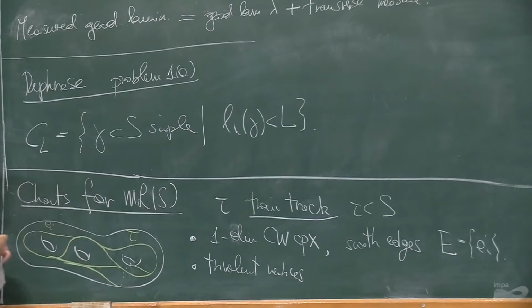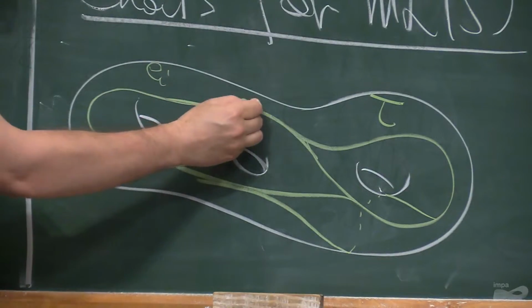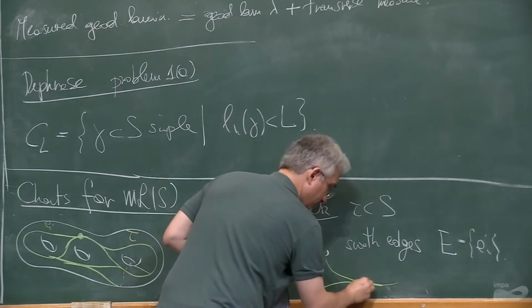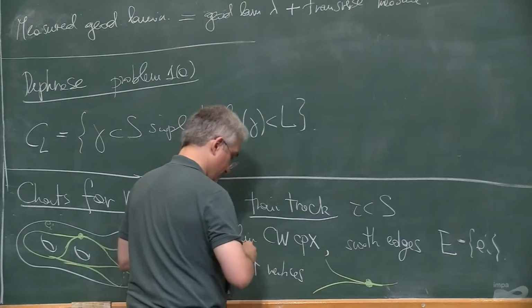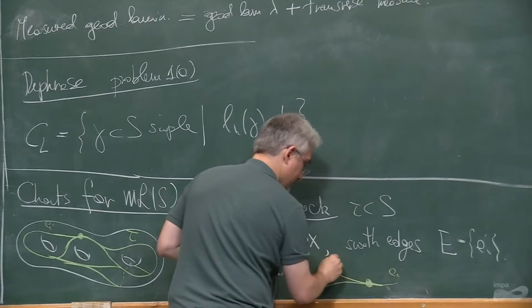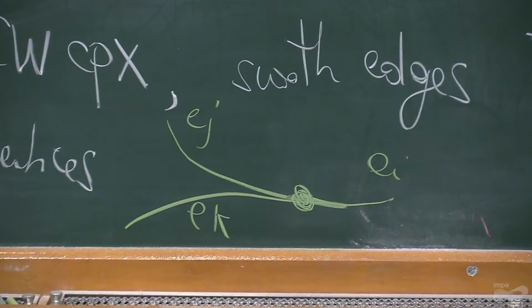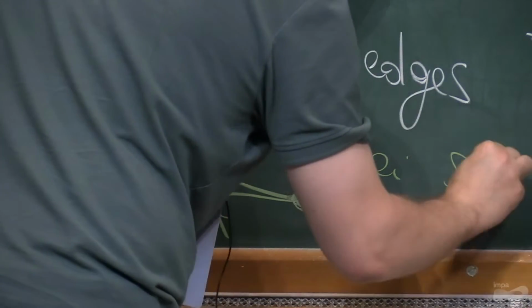But the vertices are not the way you imagine. Usually you draw graphs such that the three edges come like this. Here they are different. Here they have the same tangent line. So the three edges coming at the vertex are of this type. So we have, say, E_i, E_j, E_k. These vertices are also sometimes called switches.